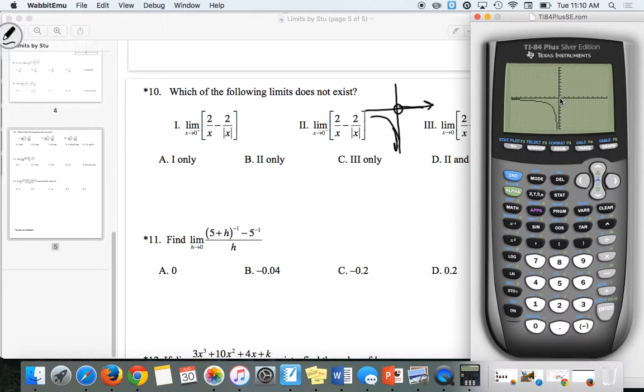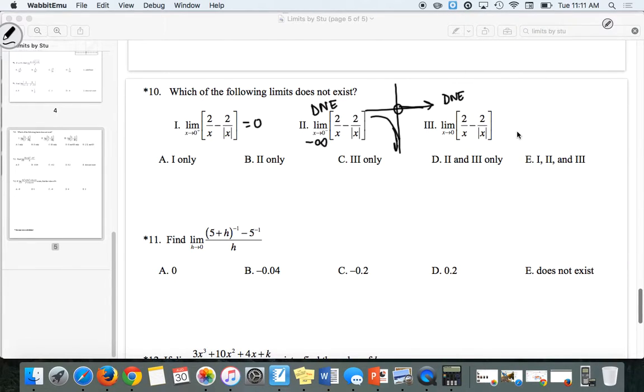All right, so which of the following does not exist? As you approach 0 from the right, does it exist? Yeah, I think it goes towards 0, right? Yeah, so this is 0. The limit as you approach 0 from the left is -infinity, so that would be a does not exist one, right? And as you approach 0 in general, that's does not exist. So you've got to be careful. You have to remember that -infinity is technically a does not exist as well. So which of the following does not exist? It would be 2 and 3. So D.